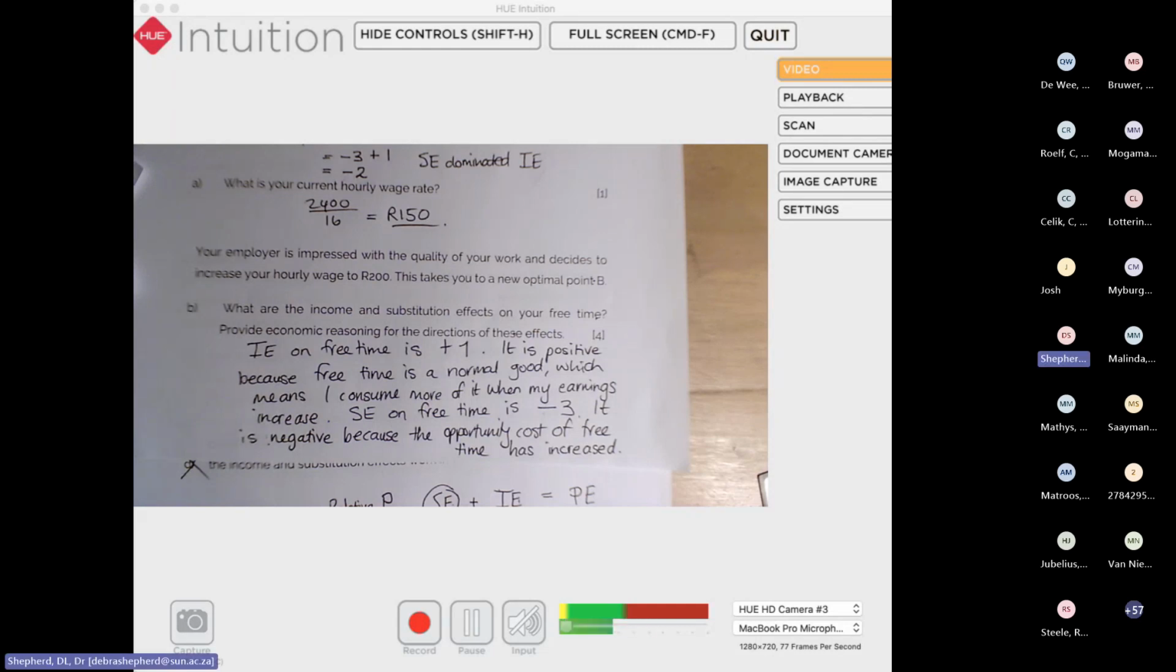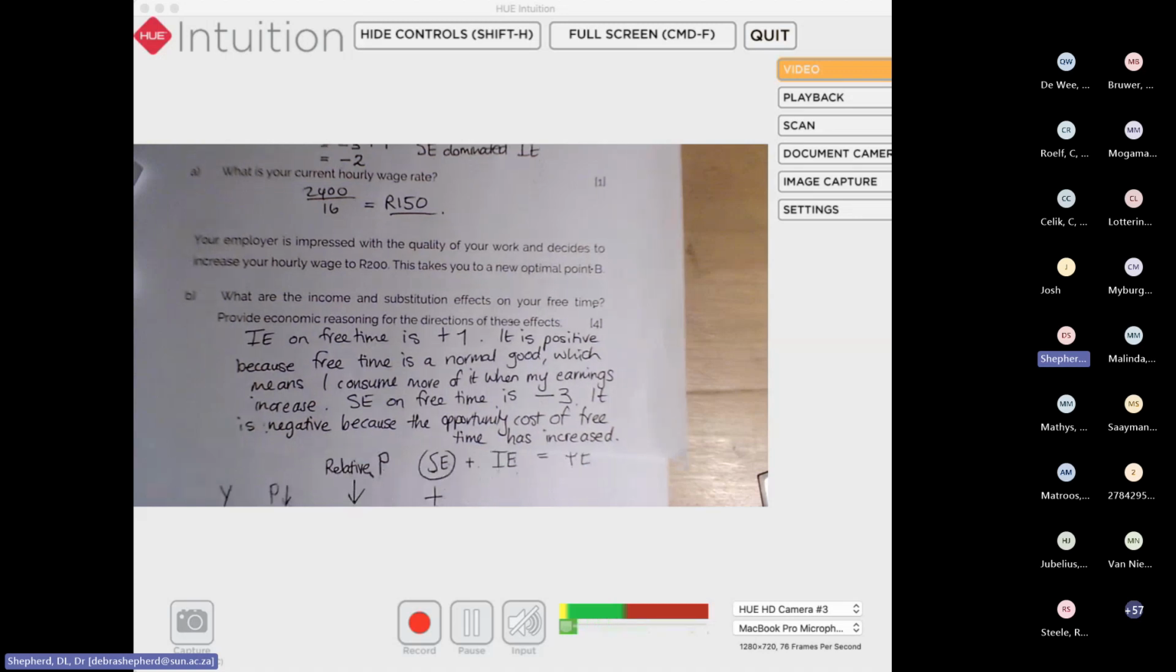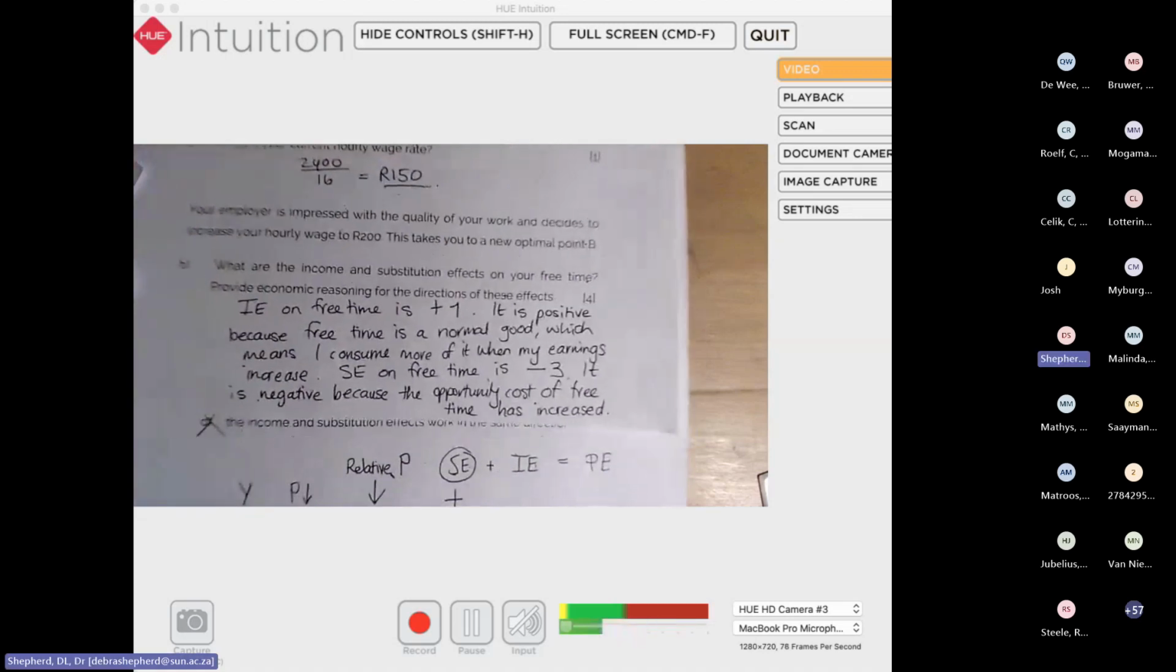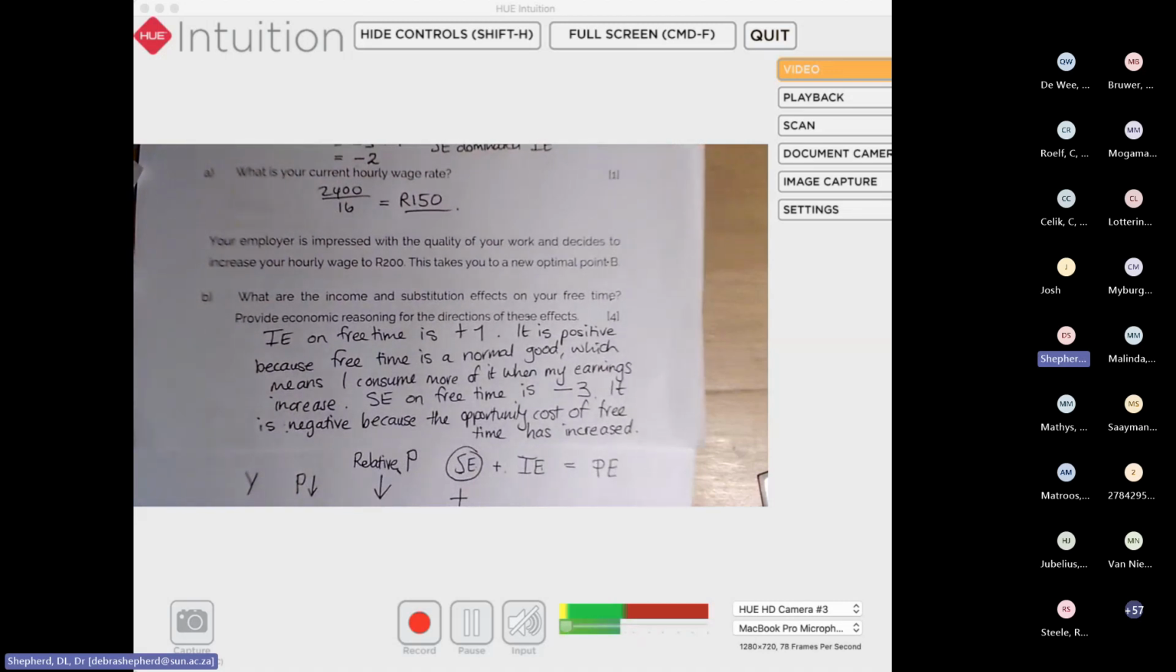Okay, great. So the theory here is exactly the same as this reasoning that I wrote down over here. Exactly the same reasoning, but it's just represented graphically. I think that was the last question.